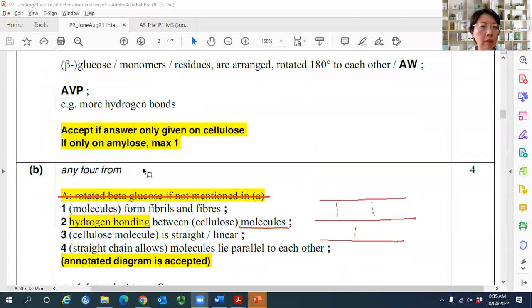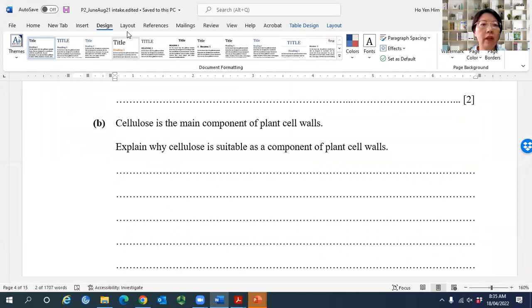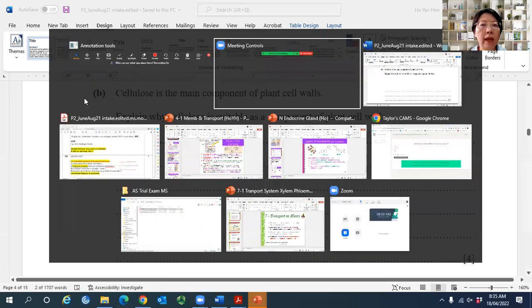So B, cellulose is the main component of plant structure. Explain why cellulose is suitable as a component of plant structure. So why is cellulose suitable? 4 marks. So let's look at the mark scheme.